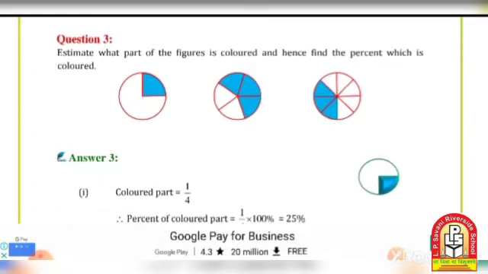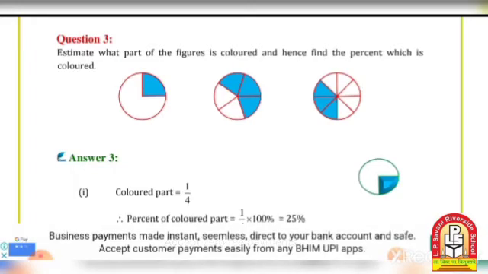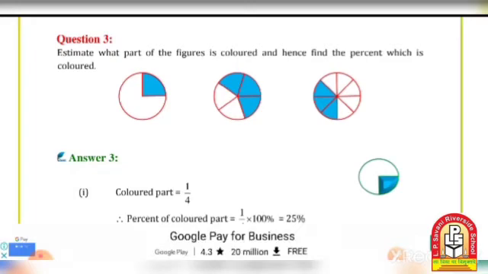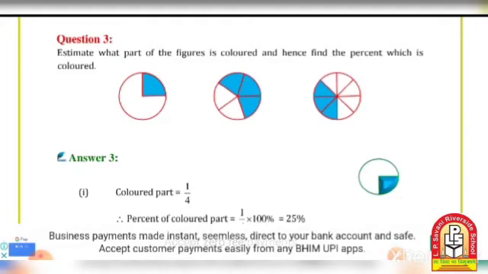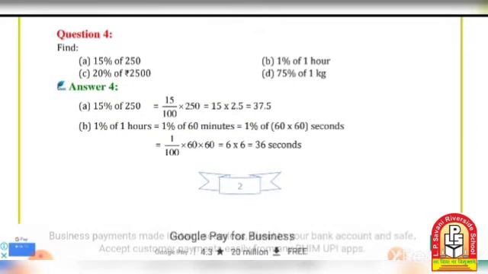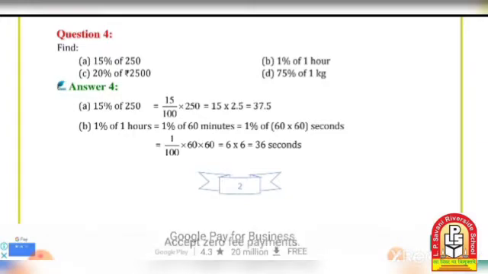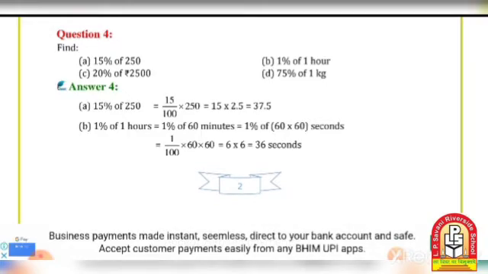Then question number 3. In question number 3, estimate what part of the figure is colored and hence find the percentage which is the colored part. So we have to find the percentage of the given circle and its part. Okay. Then question number 4, find 15% of 250. So we have to find the portion which is 15 percent of the given number 250.